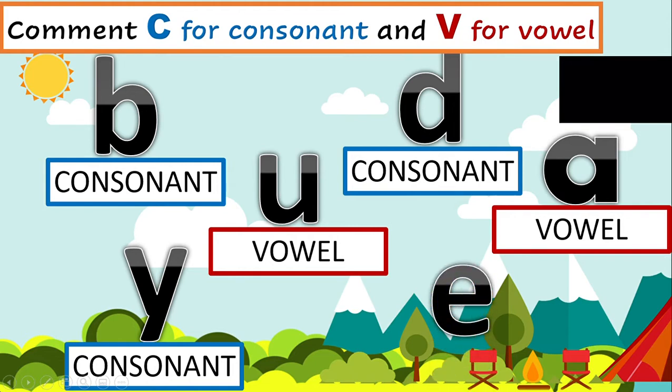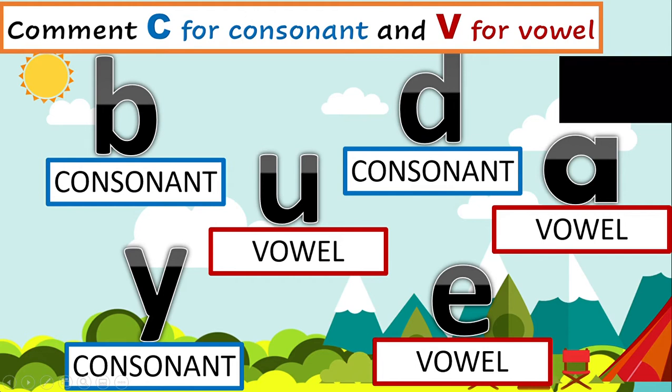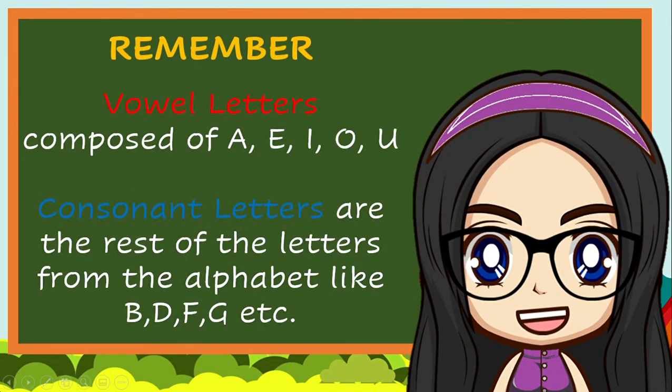Good job! And for the last letter, we have letter E. Is this a consonant or a vowel? Your timer starts now. And the correct answer is vowel. Wow, good job! So remember, vowel letters are composed of A, E, I, O, and U. Consonant letters are the rest of the letters from the alphabet like B, D, F, G, and others.